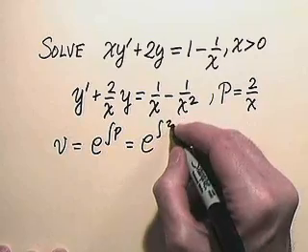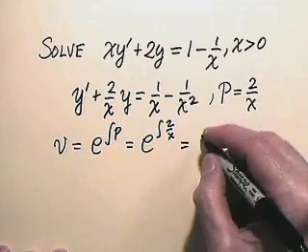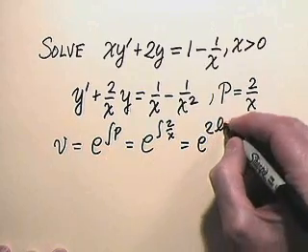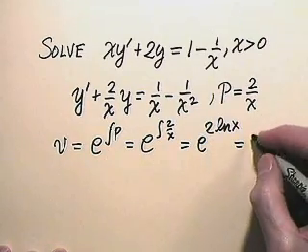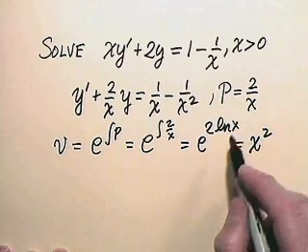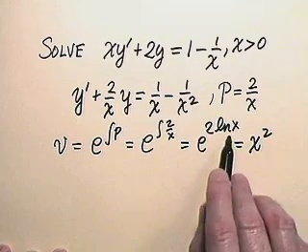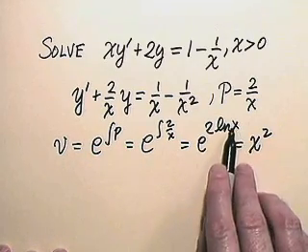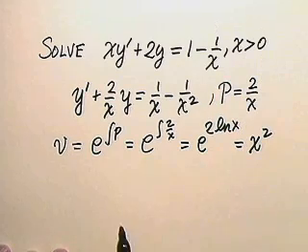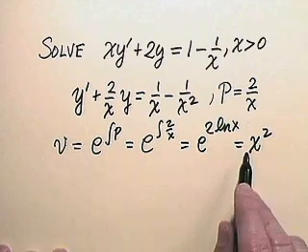to the antiderivative 2 over x, which we'll write as e to the 2 ln x, which is x squared. That is, e to the ln x quantity squared, and e to the ln x is x. Now, why didn't I have to have an absolute value to worry about here? Well, x is greater than 0. So see, our integrating factor v is simply x squared.